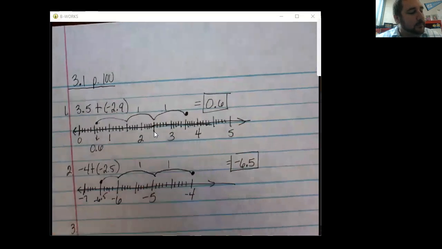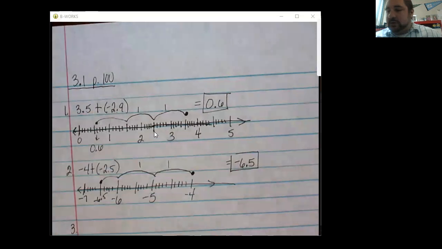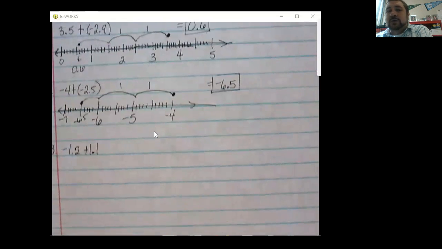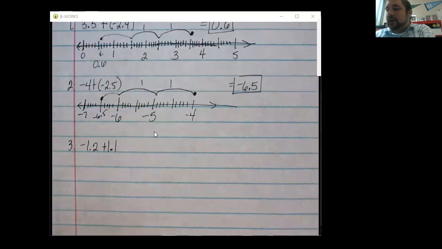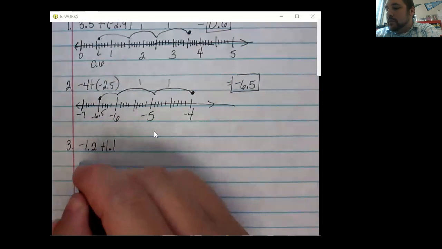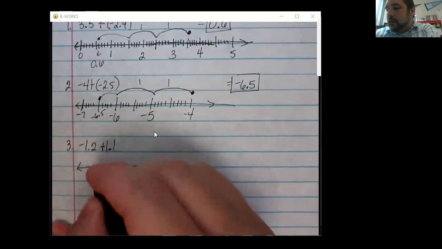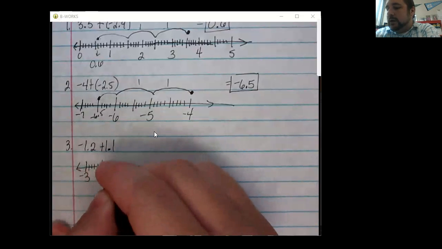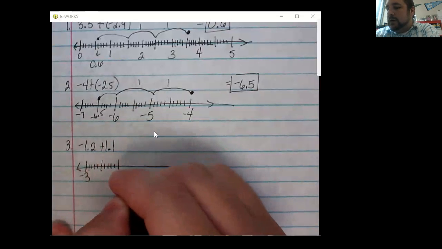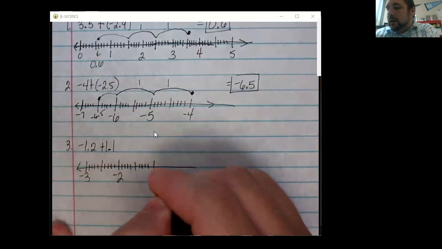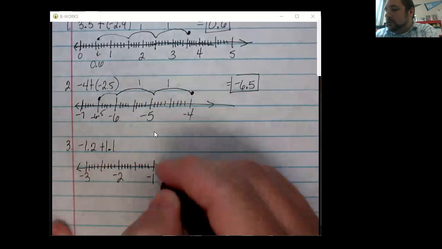All right, look at number 3. We have -1.2 plus 1.1. This time we're going to start at -1.2, but we are going to go to the right because the second number is positive. So let's make our number line. All right, we're going to go from -3. Again, we're going to use 10 lines between the whole numbers. -2, -1. And let's go to 0.